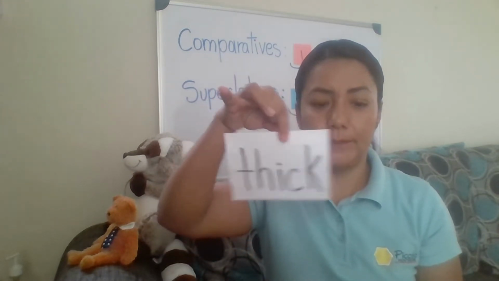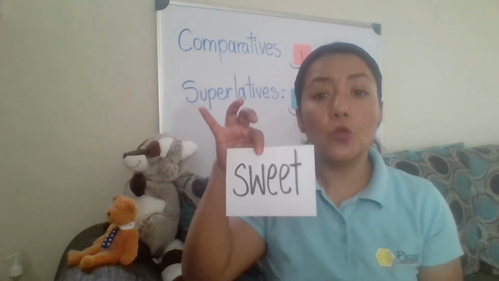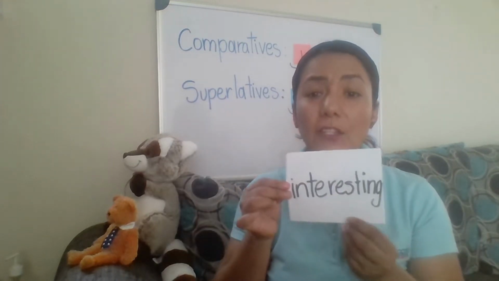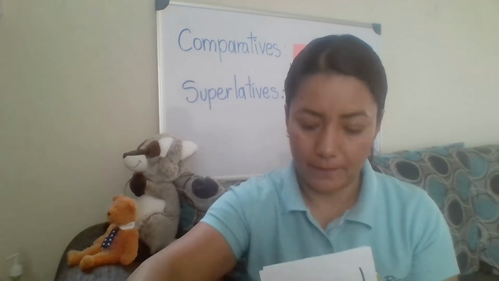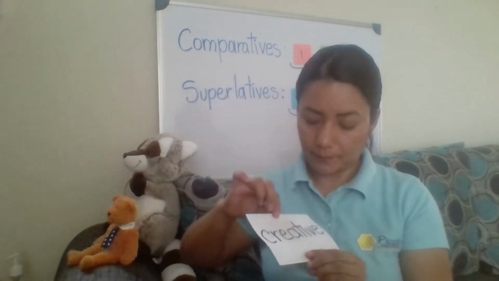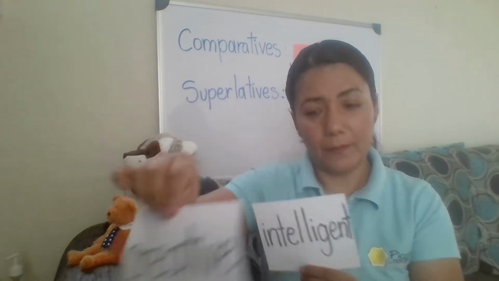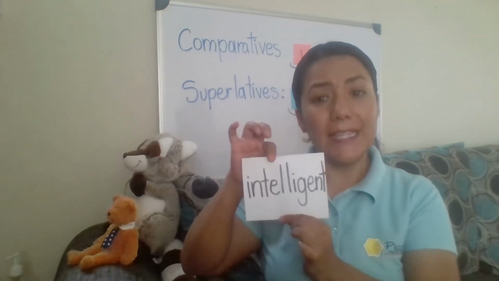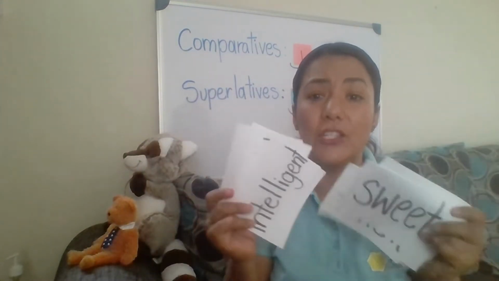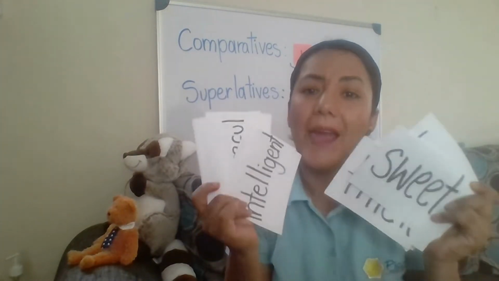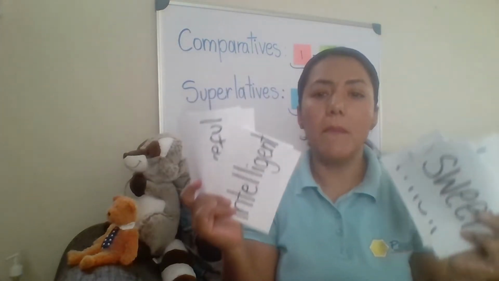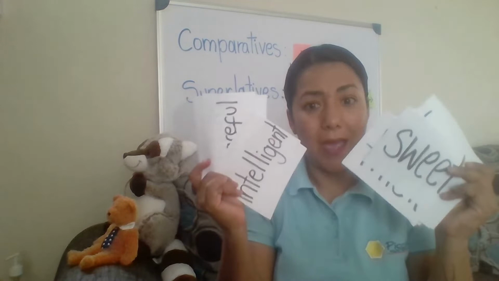Thick. Sweet. Interesting. Peaceful. Creative. Intelligent. Okay, all of these are adjectives. What are they? Adjectives. Before we compare things, we must be able to use adjectives.